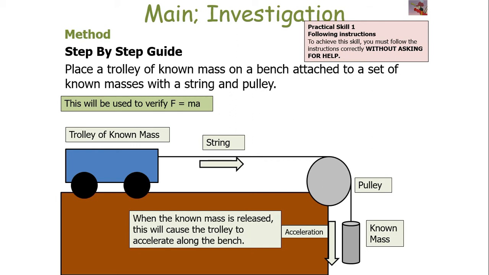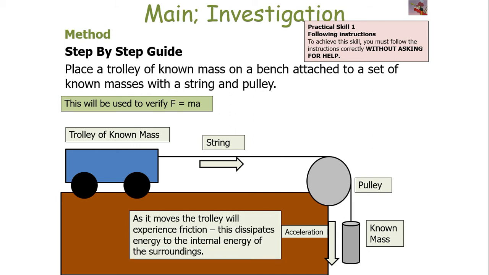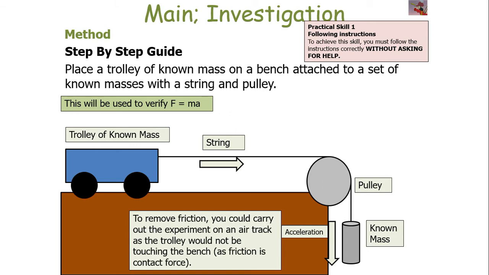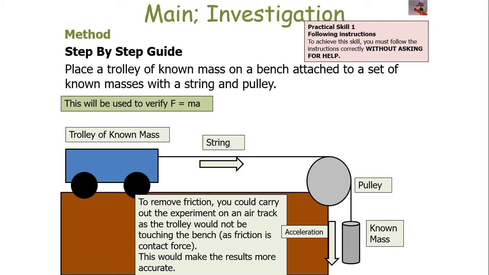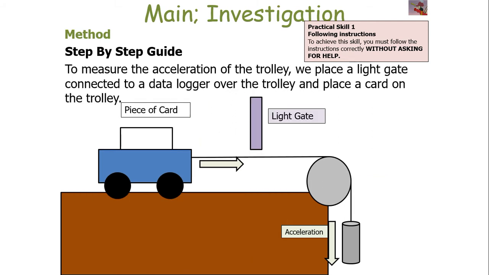So when the known mass is released, this will cause the trolley to accelerate along the bench. Now, as the trolley moves, the trolley will experience friction. This will dissipate some of the energy to the internal energy of the surroundings. So that is not wanted, and that will give us inaccurate results in our investigation. So to remove friction, you could carry out the experiment on an air track, as the trolley would not be touching the bench, and so that will remove friction because friction is a contact force. So carrying it out where the friction is removed will make the results more accurate.